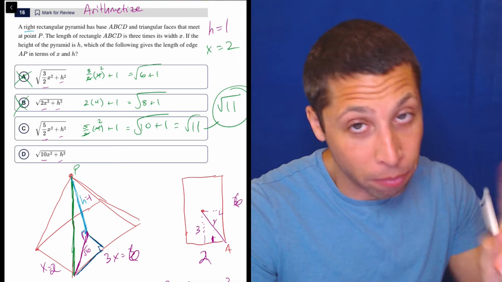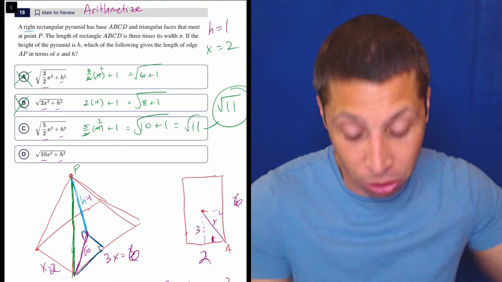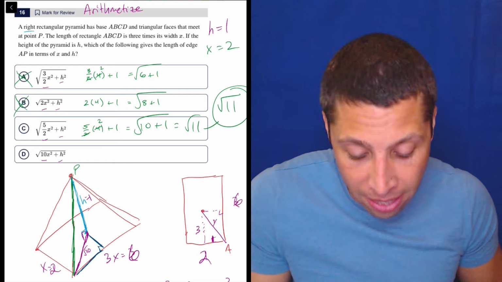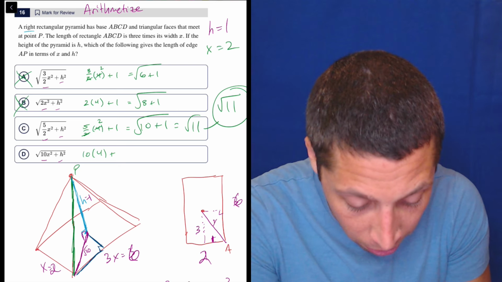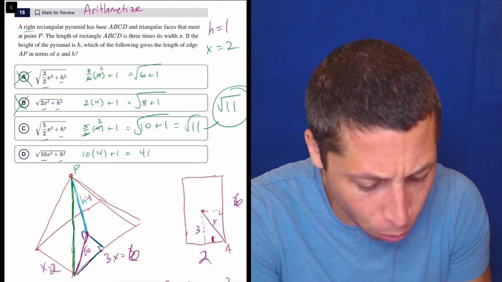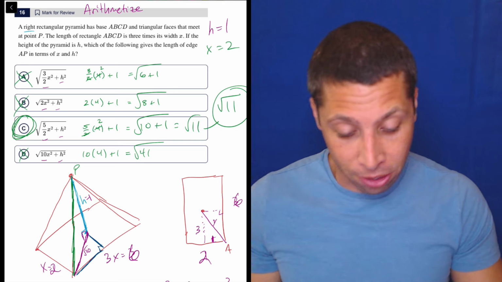That looks good, but remember, with arithmetic, it's possible we pick numbers that work for multiple answers. I just don't see how it's going to be possible in this case. But regardless, out of habit, I'm going to check. 10 times 4 plus 1 is 41. No way. And just like that, we have the answer.